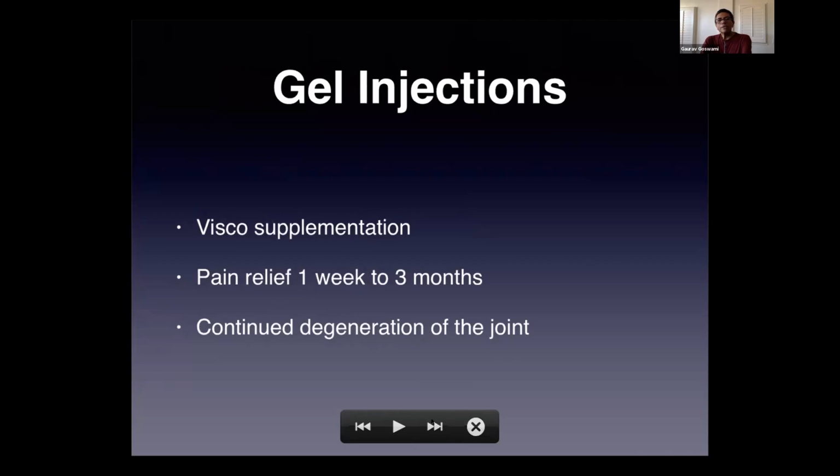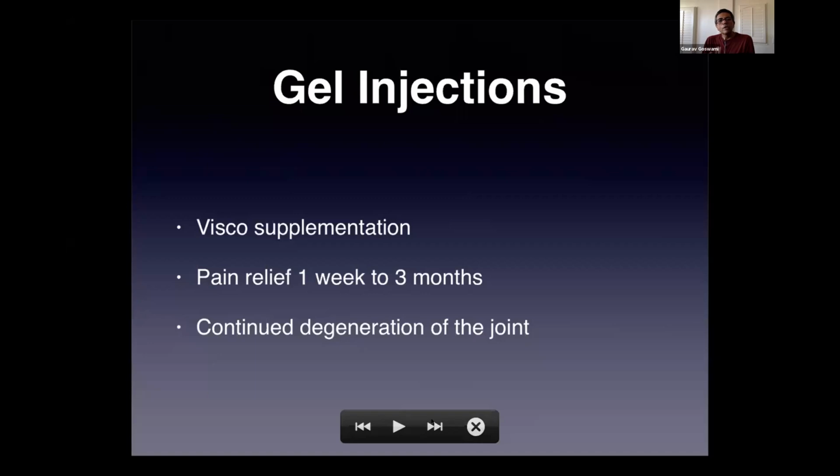Gel injections or hyaluronic acid injections, usually they were coming from chicken rooster heads. Now there is also a recombinant form, which is manufactured hyaluronic acid. It's viscosupplementation. It's a very viscous material, and it goes into the joint and provides some lubrication. Its average pain relief is again from 1 week to 3 months, slightly better than steroids.